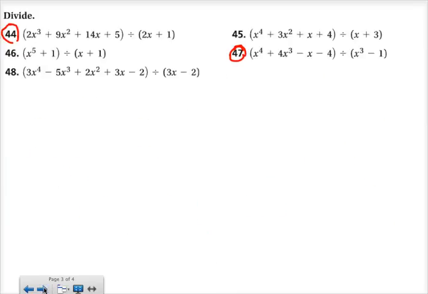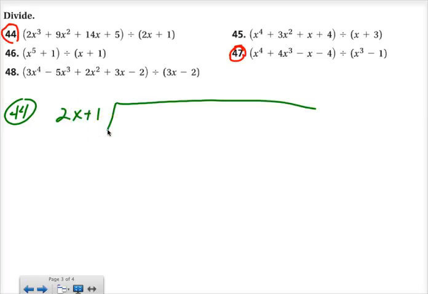Number 44, now we're talking. We've got 2x plus 1 dividing into 2x cubed plus 9x squared plus 14x plus 5. That has a little more meat on its bones there.